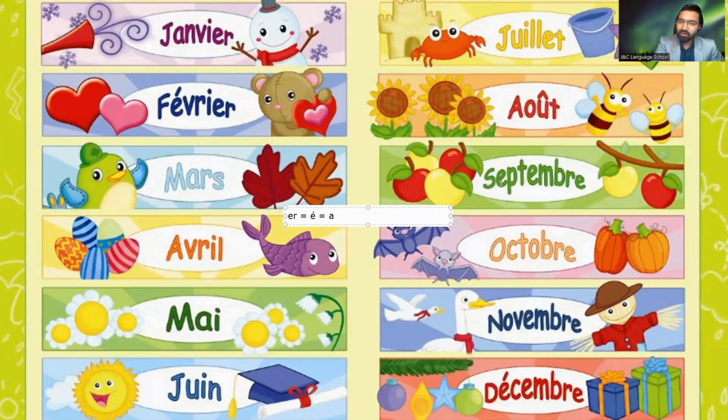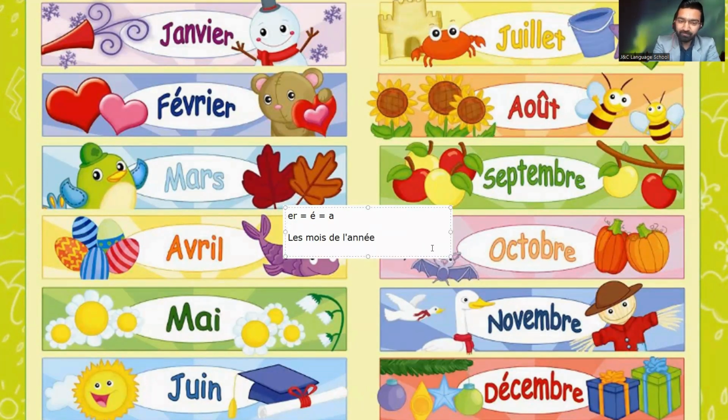Hello everyone. In today's session, we'll be learning the months of the year in French language. We say the months of the year simply as les mois de l'année. Les mois de l'année means the months of the year.